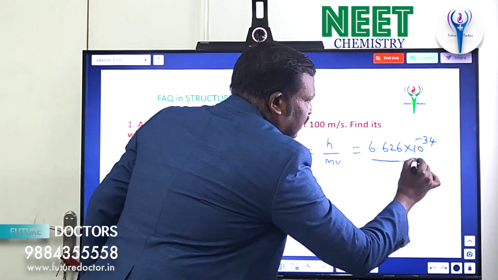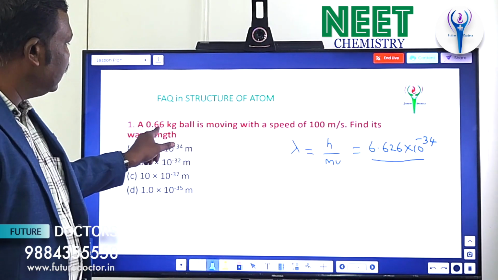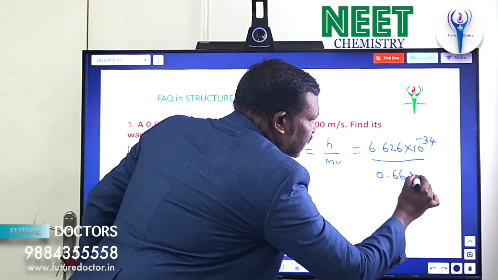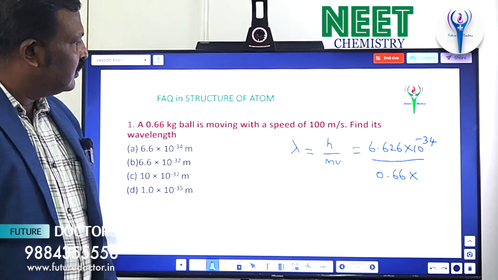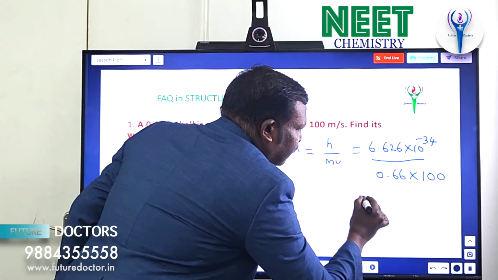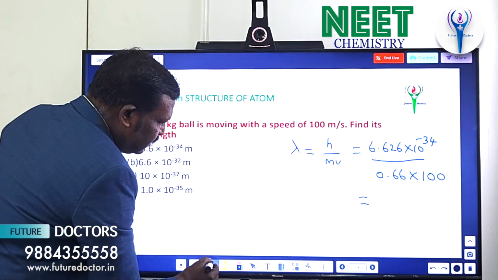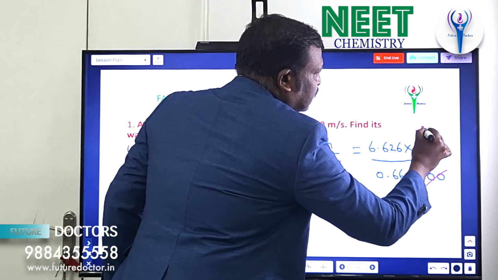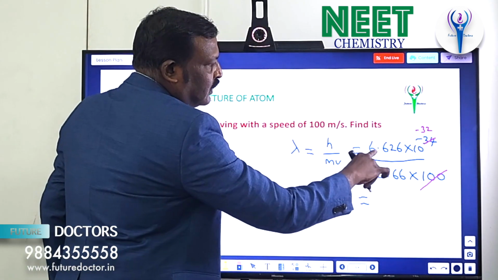Understood? m is called the mass of the particle. Here we consider the particle as nothing but a ball. That weight is given, 0.66, into velocity. It moves with the velocity of 100 meter per second. We put 100. That's all. So if we simplify, we get the answer. Understood? Okay. Suppose I cancel this one. If we cancel, now it becomes minus 32.